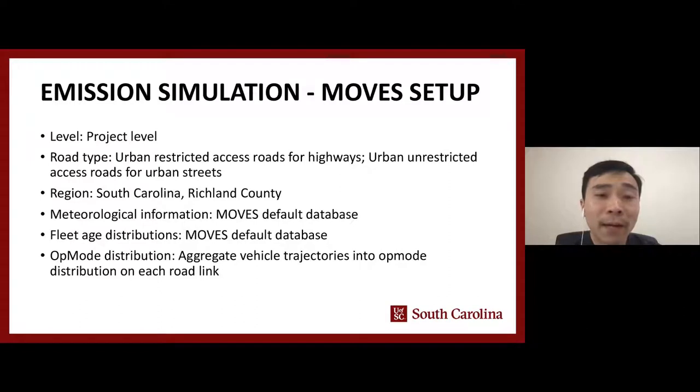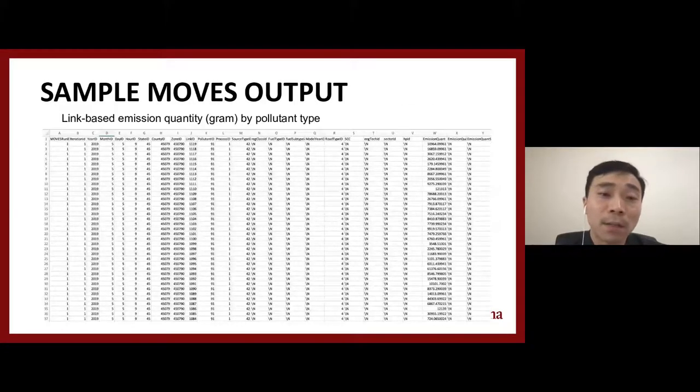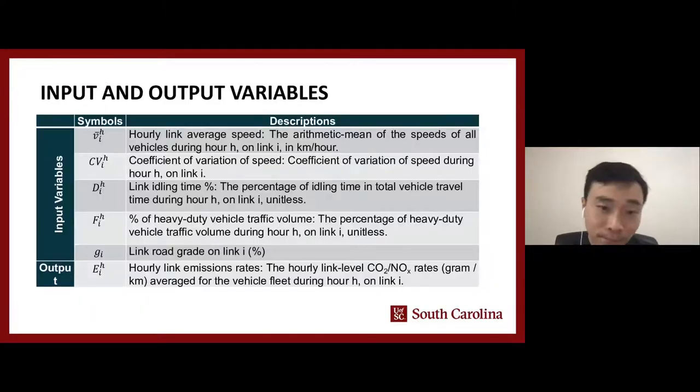Then we have our MOVES simulation setup. Essentially, we use a lot of default values for the MOVES simulation and database. We also convert the vehicle trajectories into the operating mode distribution on each road link, so that the MOVES model can simulate the emissions on each link given the trajectories of all the vehicles from the simulation. Here is a sample output. Essentially, the output we get from the MOVES model is the link-based emission quantity by pollutant type. After all of this, we prepare our input and output variables for our statistical analysis.